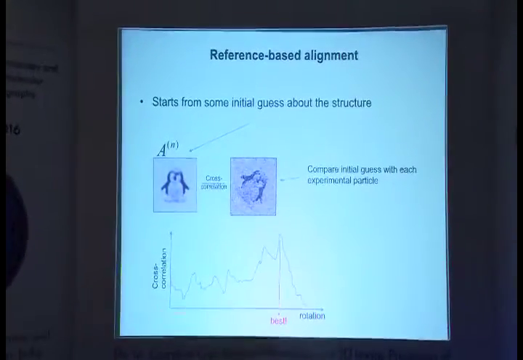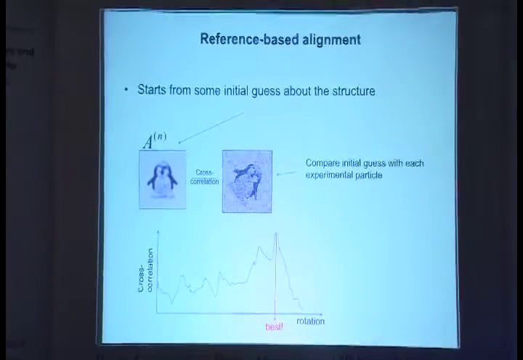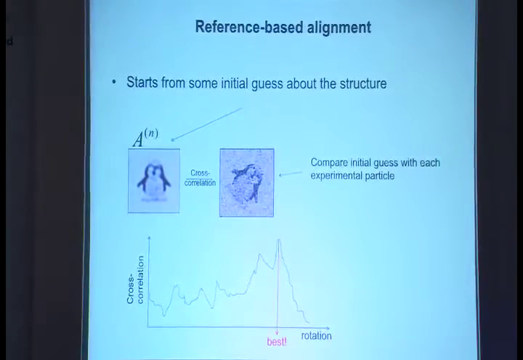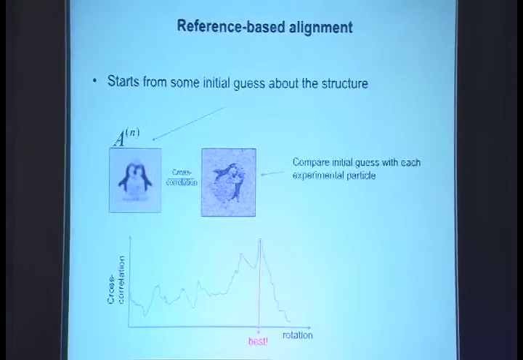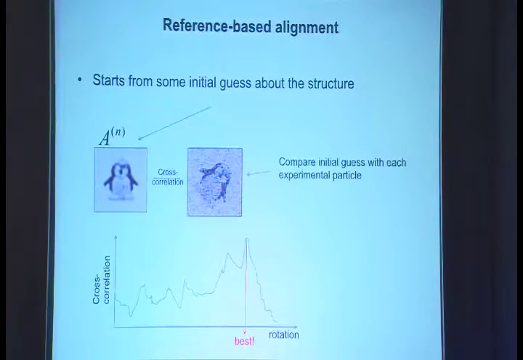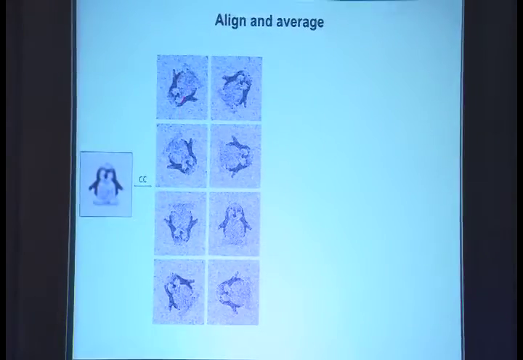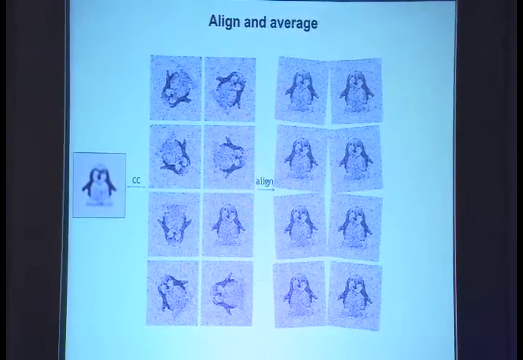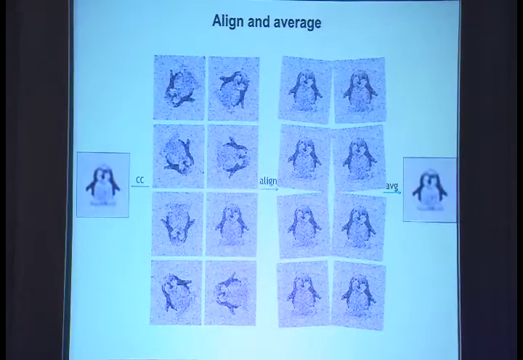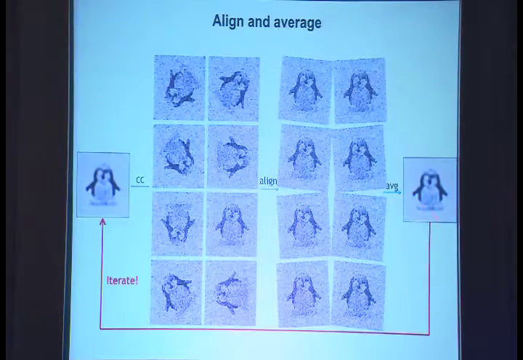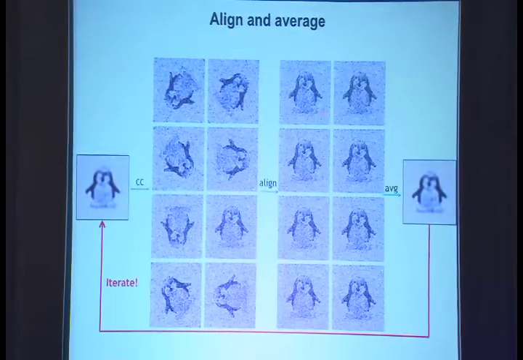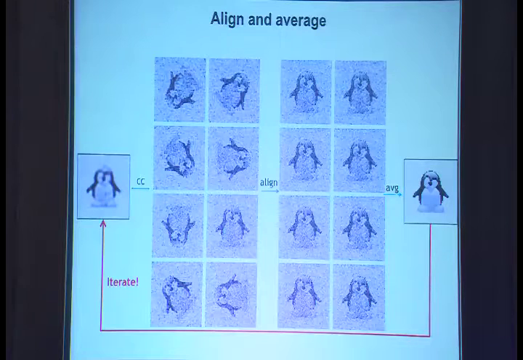And this you can plot as a cross correlation against rotation, and you get a best peak here. So this is used in getting a further better map. So this is shown here. You start with the randomly oriented particles, and then you align. This is not perfectly aligned, but you get a better map. Then you can use this in the second round of iteration, and then you get a better map. And this is how the cross correlation works.